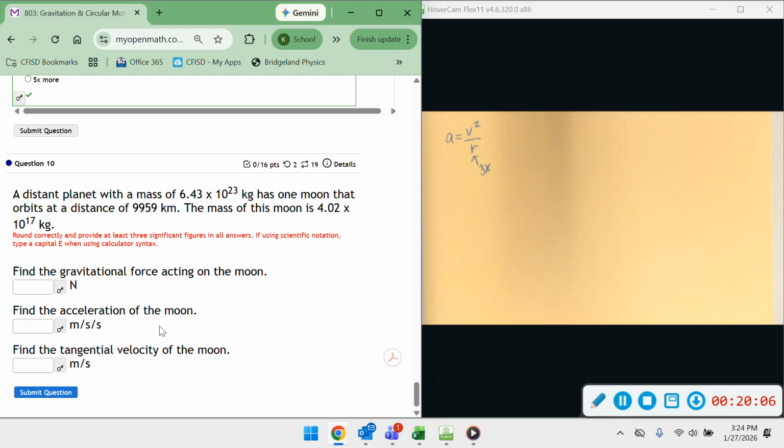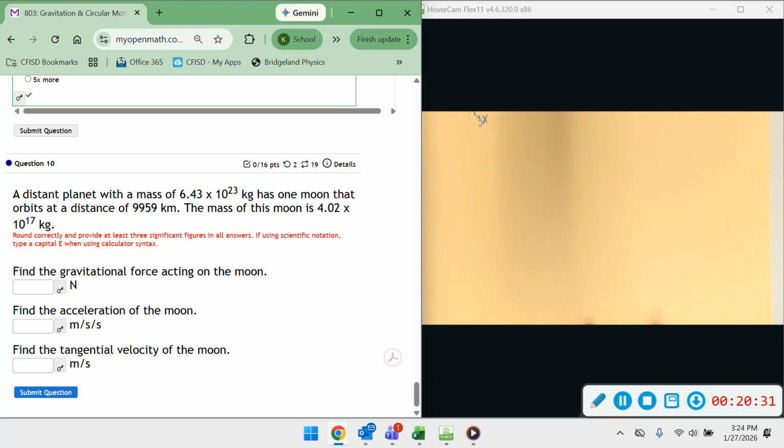All right, last one, number 10. A distant planet with a mass of 6.43 times 10 to the 23rd kilograms has one moon that orbits at a distance of 9,959 kilometers. The mass of this moon is 4.02 times 10 to the 17th kilograms. Find the gravitational force acting on the moon, the acceleration of the moon, and the tangential velocity of the moon.